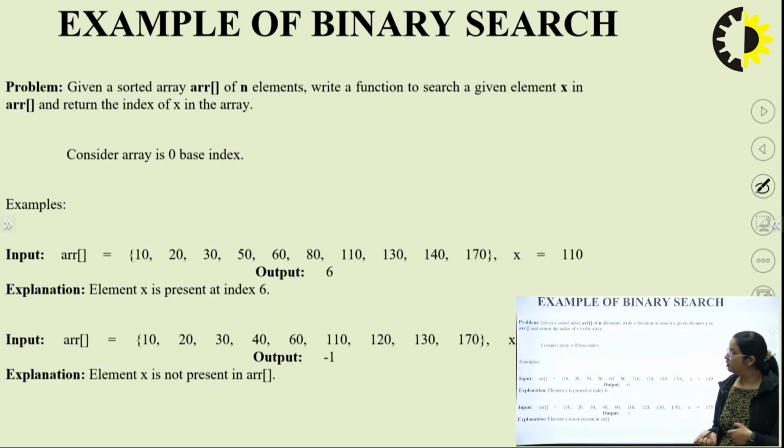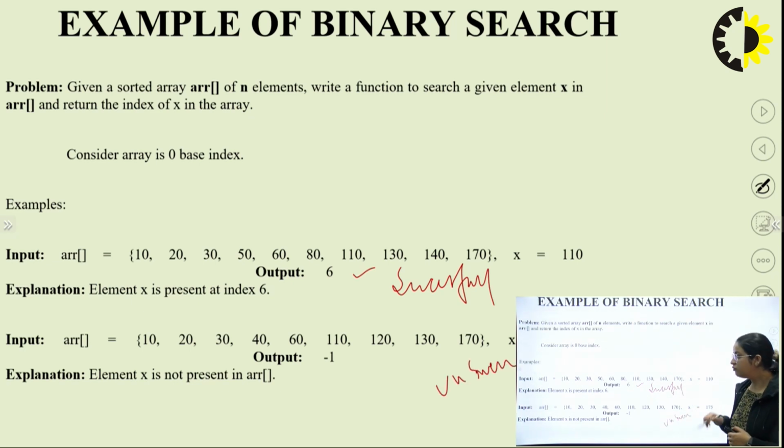Now this is one example. Suppose we have the elements of an array. As I told earlier, there must be two cases: either we get the element, or we do not get the element. That means either the search is successful or unsuccessful. The first example shows the successful search, and the second is an unsuccessful search.